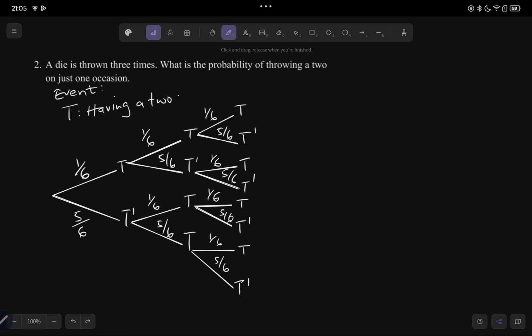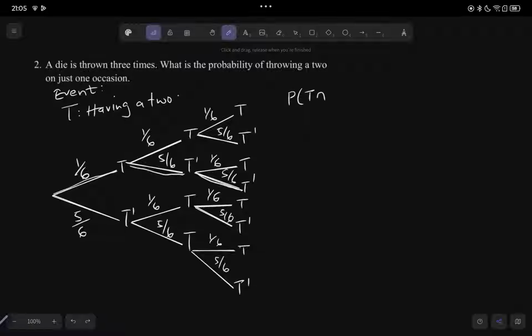Now, our tree diagram is done. So what is the probability of throwing a 2 on just one occasion? Out of all the 3 throws, you throw a 2 first. Now the first branch: if you throw a 2 first, then no 2 and no 2.